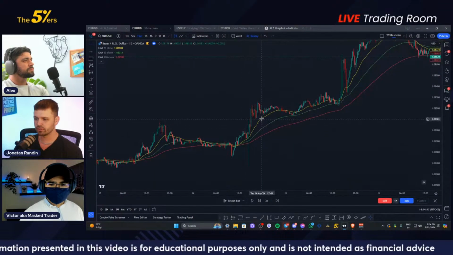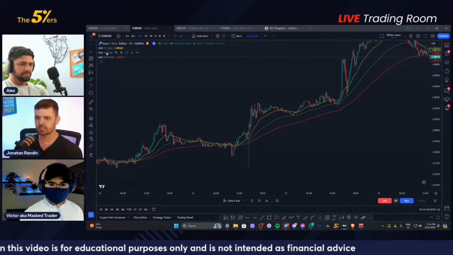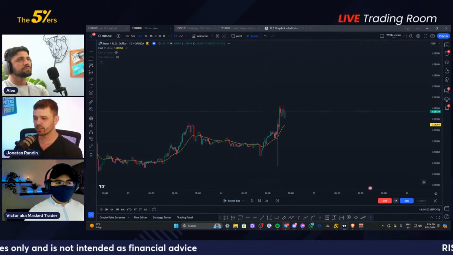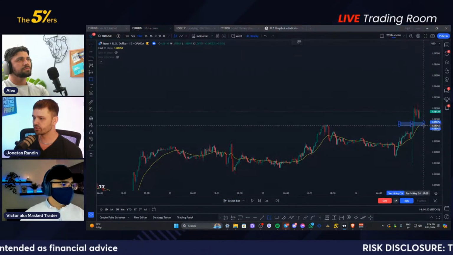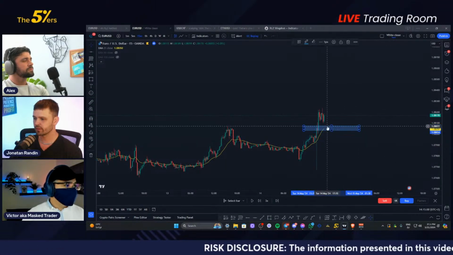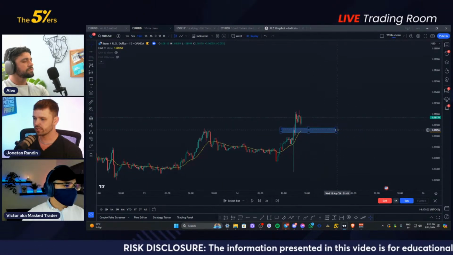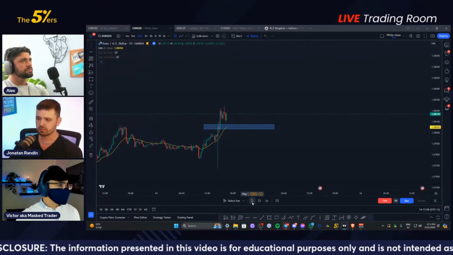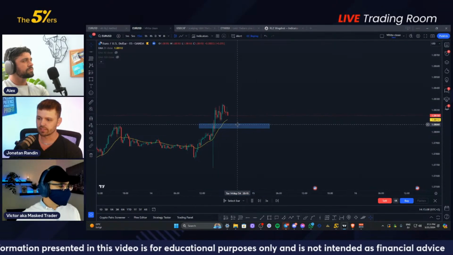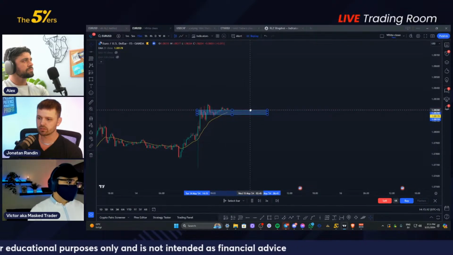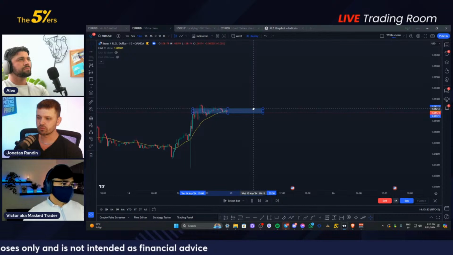So what I want you to do when you're trading EMAs, let me show you this. Imagine that you have a horizontal level like this. You want to look at the EMAs as dynamic support and resistance. Imagine if you have a horizontal level like this and it moves with the EMA. So this is what it looks like. You want that in the back of your head.